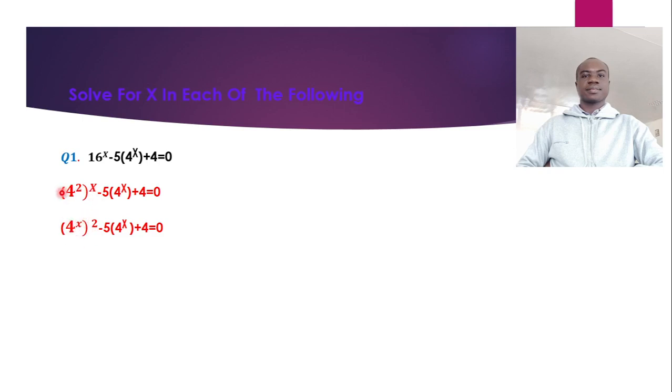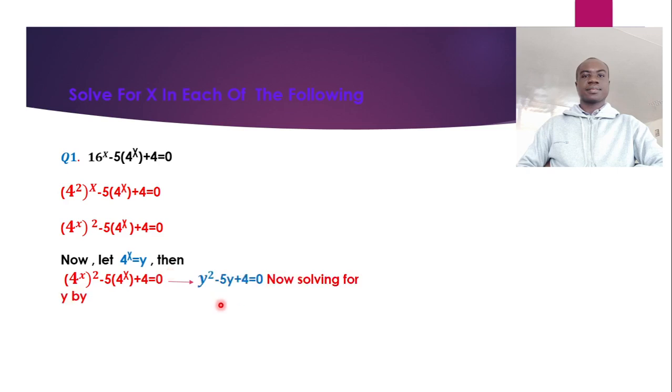We've multiplied x inside, so it becomes 4 to the power x, and 2 we multiply it with 1 outside, it becomes 4 to the power x inside the brackets to the power 2 outside the brackets, which means we can now let 4 to the power x is equal to y. Now if that, then what we have as 4 to the power x, we can substitute it by y, and if we do that we're having y squared minus 5y plus 4 is equal to 0.